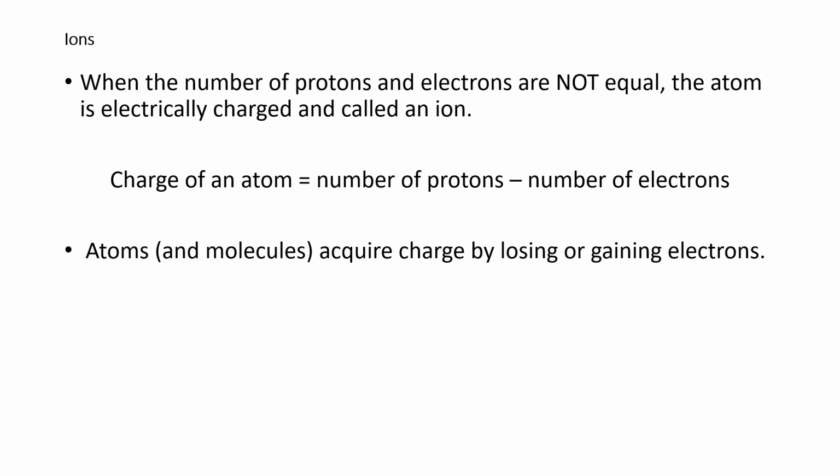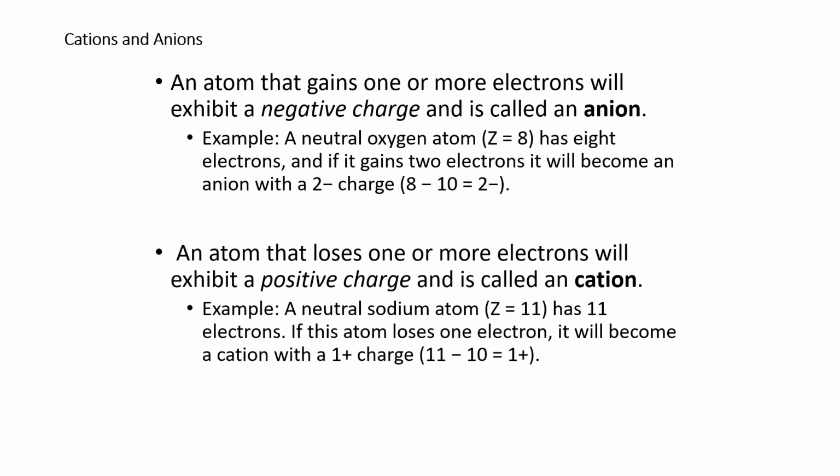Ions. So when the number of protons and electrons are not equal, the atom becomes electrically charged, and it's called an ion. The charge of an atom is equal to the number of protons minus the number of electrons. Atoms and molecules acquire charge by losing or gaining electrons. An atom that gains 1 or more electrons will exhibit a negative charge and is called an anion. For example, a neutral oxygen atom, Z equals 8, has 8 electrons, and if it gains 2 electrons, it will become an anion with a 2- charge. 8 minus 10 gives us a -2 charge.